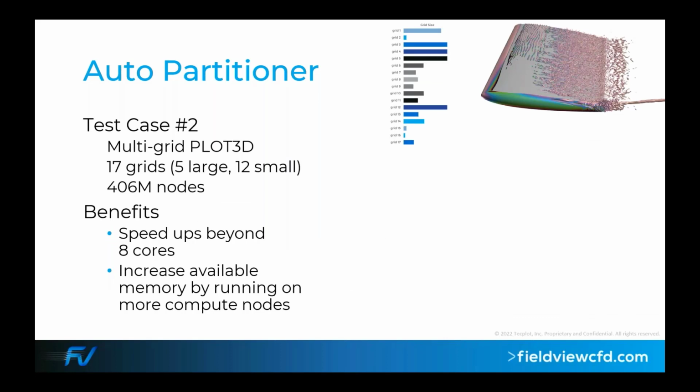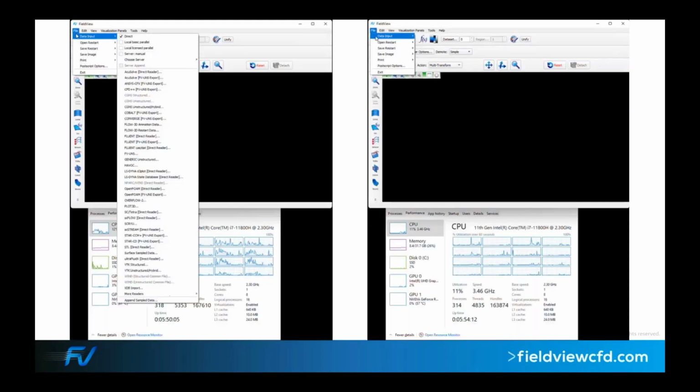Moving on to a second case, this time more of a real life case. We are looking at a multi-grid Plot3D file, 17 grids in this case. For topological reasons, 5 of them are much larger than the rest. And so it meant that load balancing in FieldView was quite easy to do up to 8 cores, but then the performance was dropping beyond 8 cores. We'll see that in a minute.